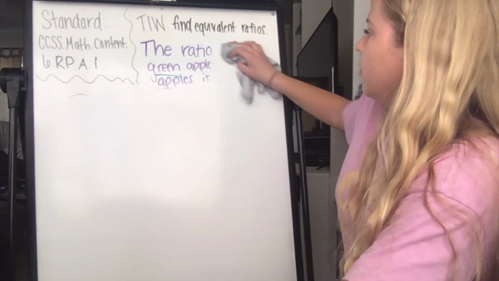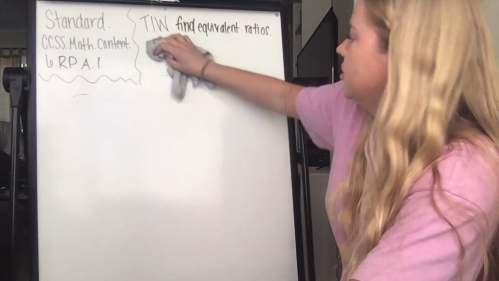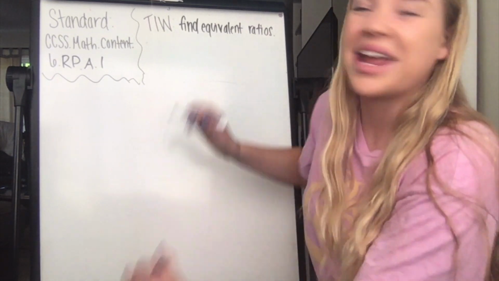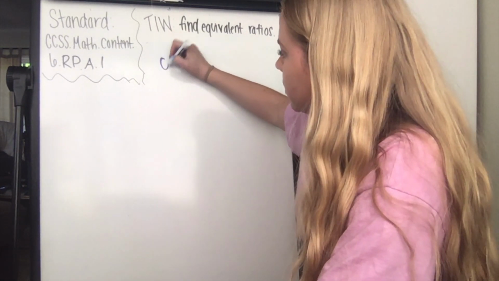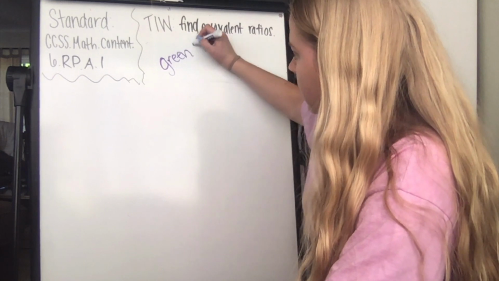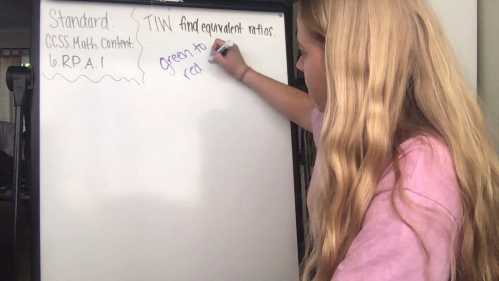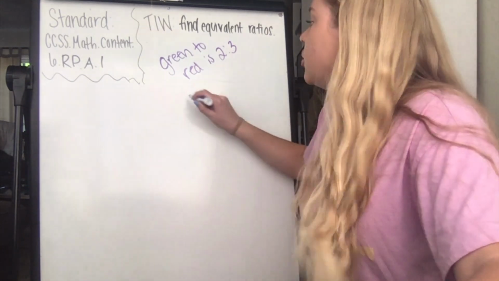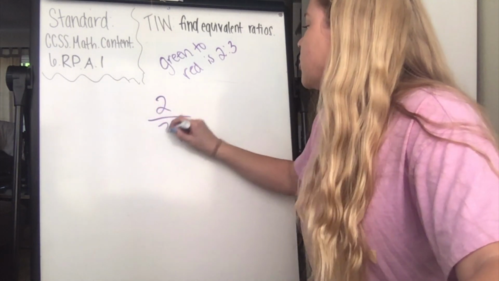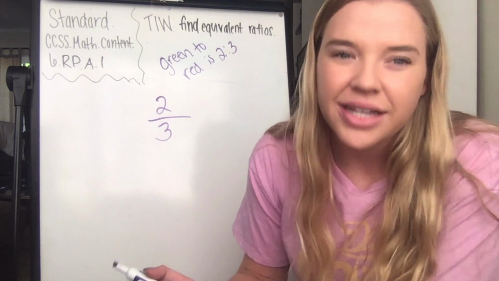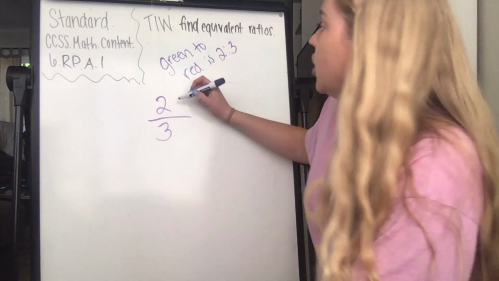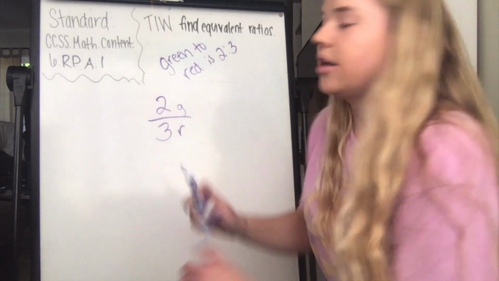I am messing this up. I should not have erased that. Pretend that we still know that. The ratio of green apples to red apples, the ratio of green to red, is 2 to 3. Like I said, this is a fraction, but I always like to label my fractions. I don't want to forget what that 2 represents, so I'm going to say 2 green for every 3 red.